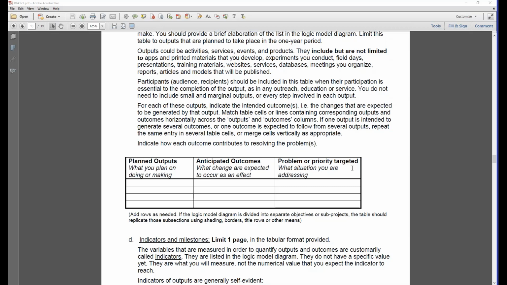So this particular table here, in other words, the panel will expect this to be very believable. So that's why I was saying earlier that the anticipated outcomes need to be realistic. They don't have to be idealistic and grand in any way. They can just address the problem.